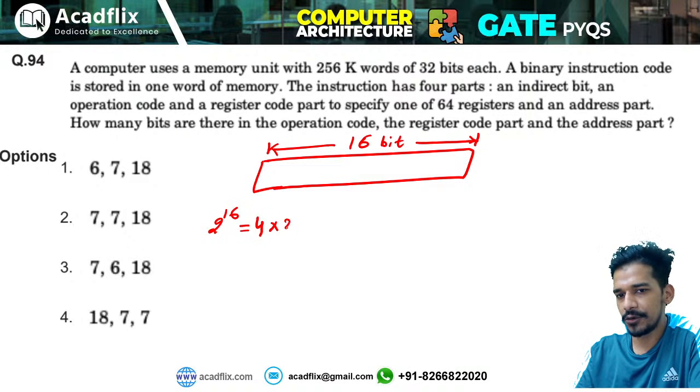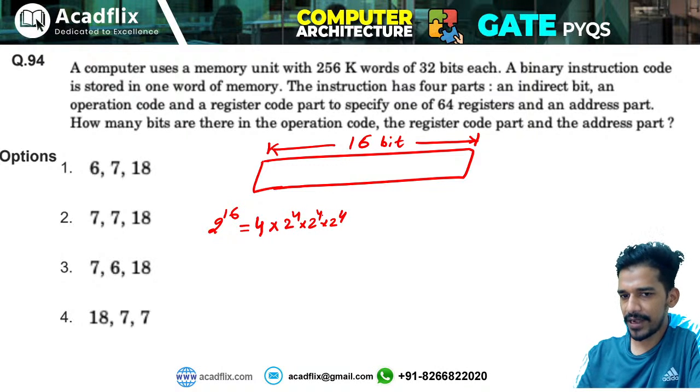That means 4 into 2 to the power 4 into 2 to the power 4 into 2 to the power 4. Okay, this is the first category in which you have 4 instructions, and every instruction will use one of the integer registers. You have 16 integer registers, right? Then we have the second category.